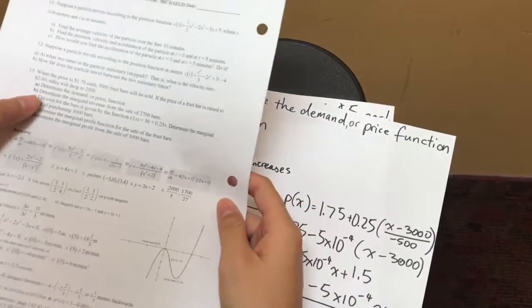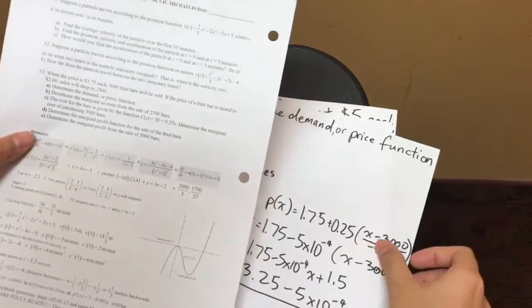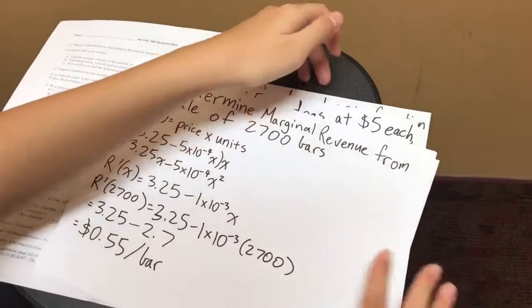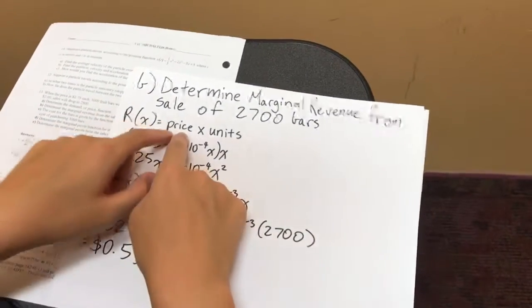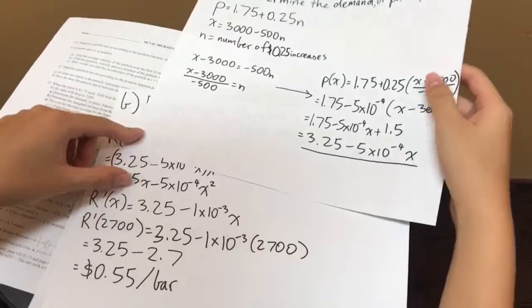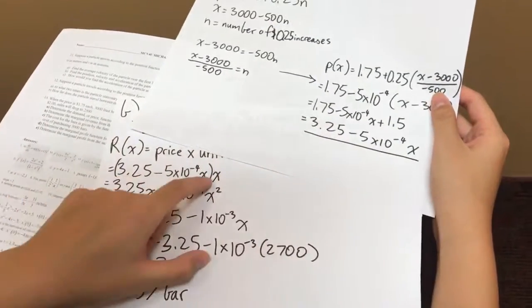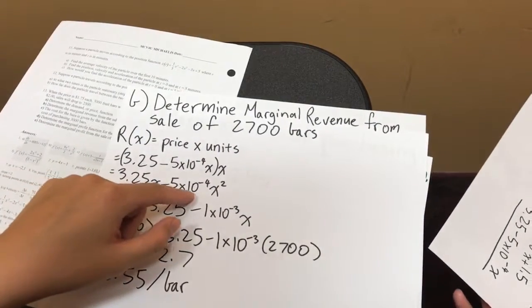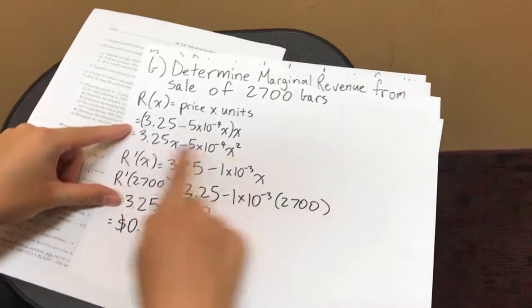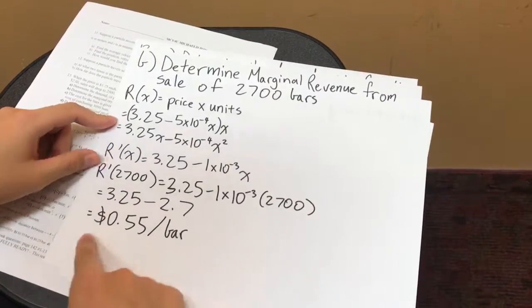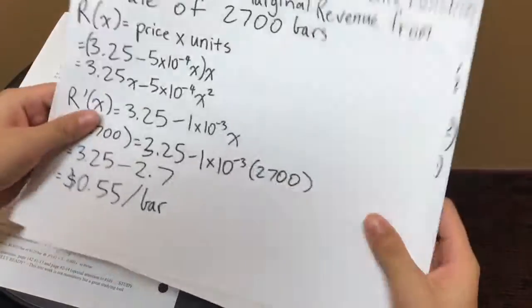Okay, then the second question is to determine the marginal revenue from the sale of 2,700 fruit bars. So to determine the marginal revenue, the first thing you have to know is the revenue. To find the revenue, you do price times units. So you have your demand function, which is here, and then you just multiply it by x, which is your units. And then you get 3.25x minus 5 times 10 to the power of negative 4 x squared. Then, to do the marginal revenue, you just find the derivative of this, which is this, and then you just plug in 2,700. And then you do some calculations, and you end up with 55 cents per bar sold.